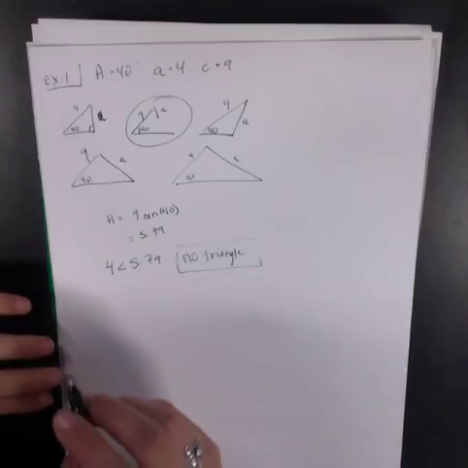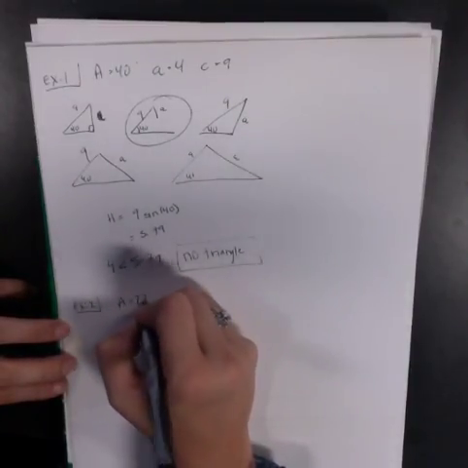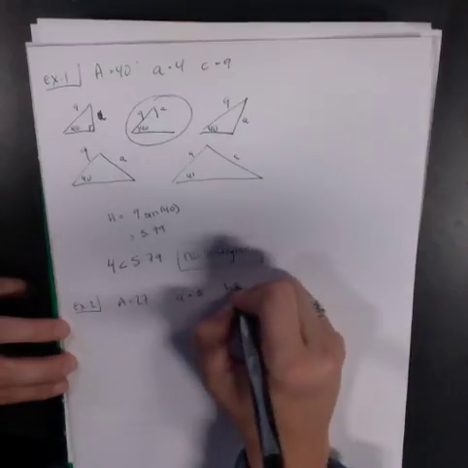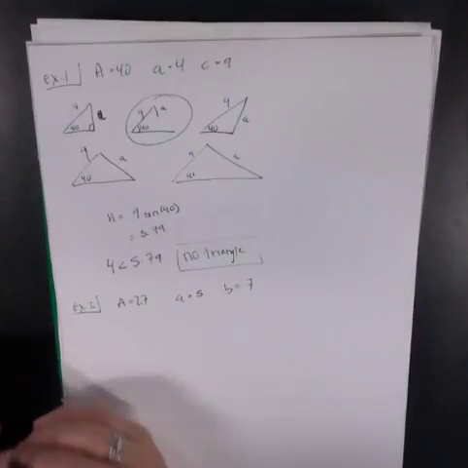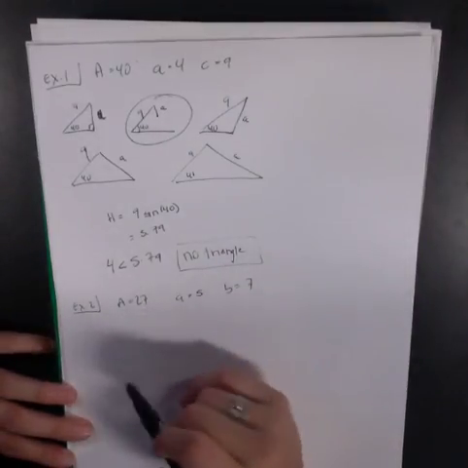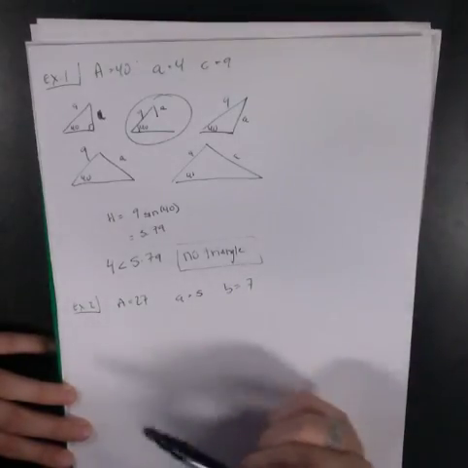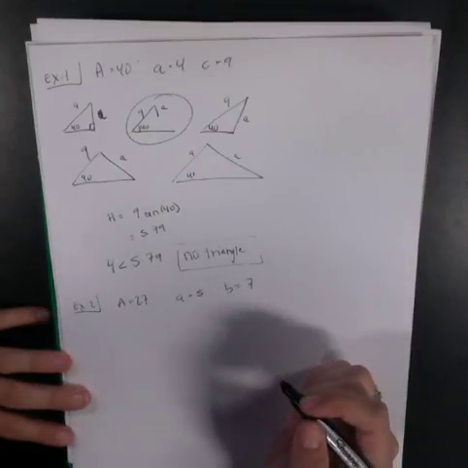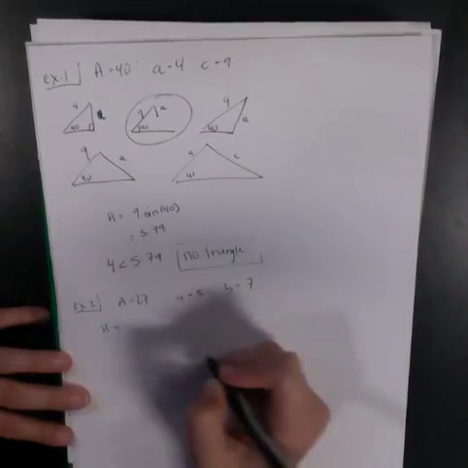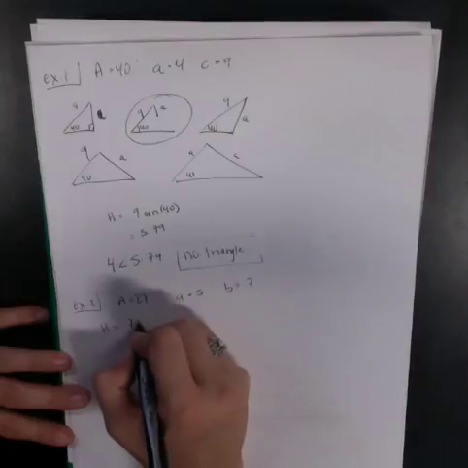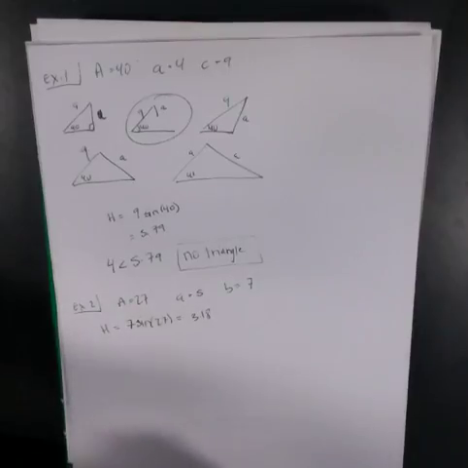Okay, let's do another example. If we are given alpha is 27 degrees, little a is 5, b is 7. Okay. We have to figure out what our triangle is going to look like. Are we going to have a triangle? Are we going to have one triangle, two triangles? Okay. So what I'm going to do is solve for my height. Height is going to be opposite, which is 7 sine of 27, which gives me 3.18.